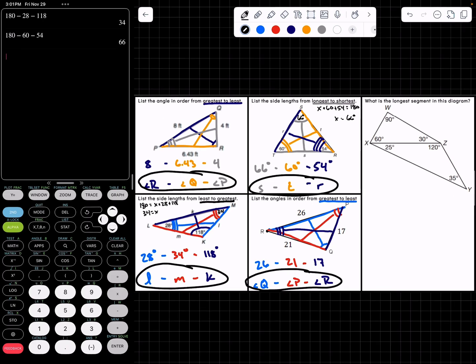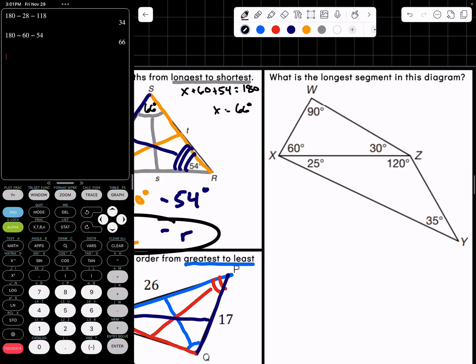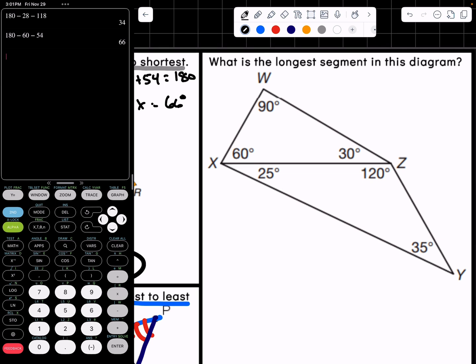And using that same idea that we were doing all throughout this, let's go through the thought process here. Okay, what is the longest segment in this diagram? Well, I can kind of piece this together in two parts. I know that W is my largest angle. So that's our largest angle in triangle XWZ, which makes XZ my longest side.